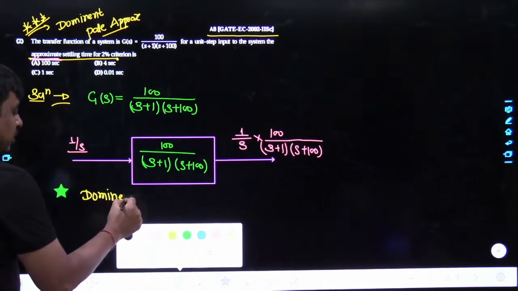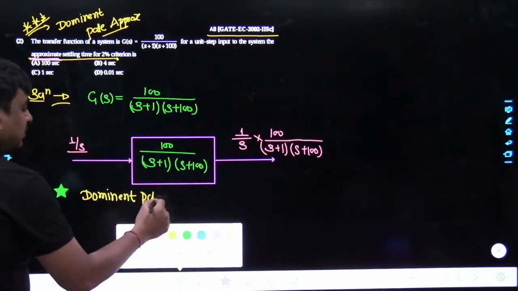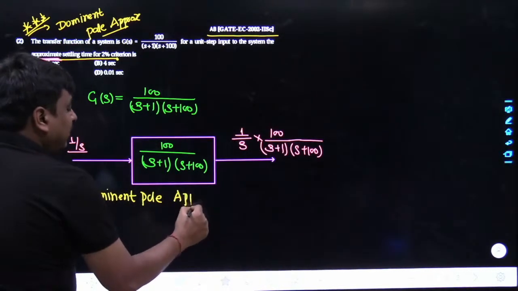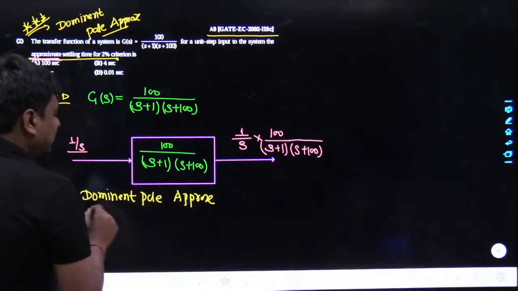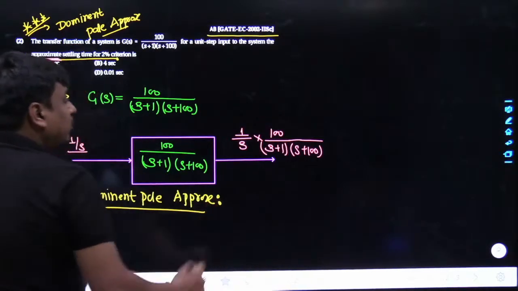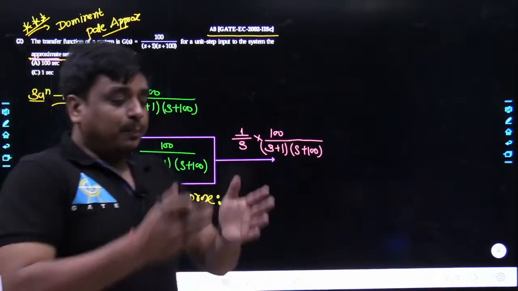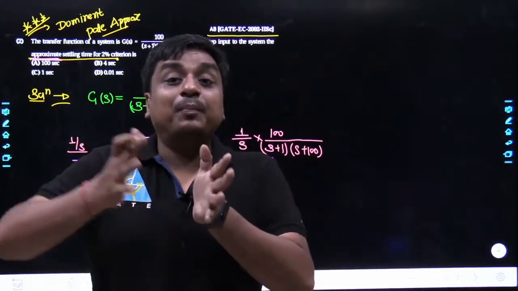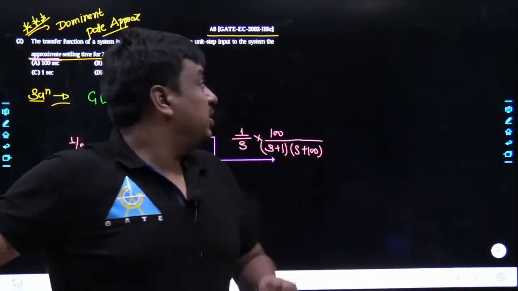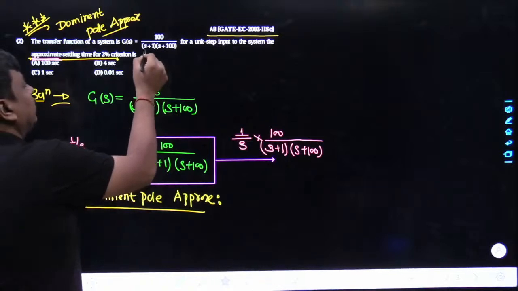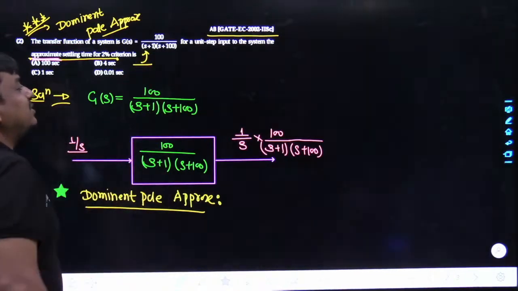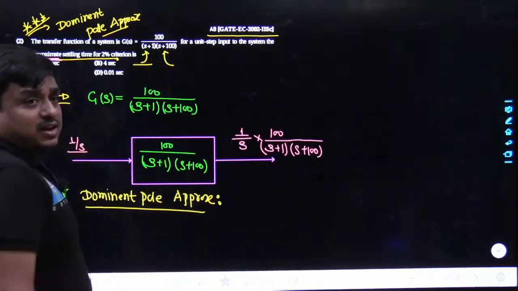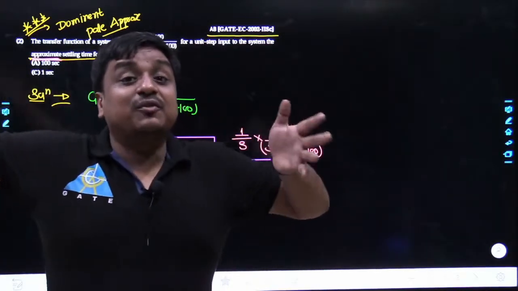Dominant pole approximation. The concept which we would be using is going to be dominant pole approximation. The concept of the dominant pole approximation is used if the poles which have been kept towards the left hand side of the S plane have been placed very far apart. You can see very well the first pole has been placed at -1, and the second pole has been placed at -100, that means they have been placed very far away.